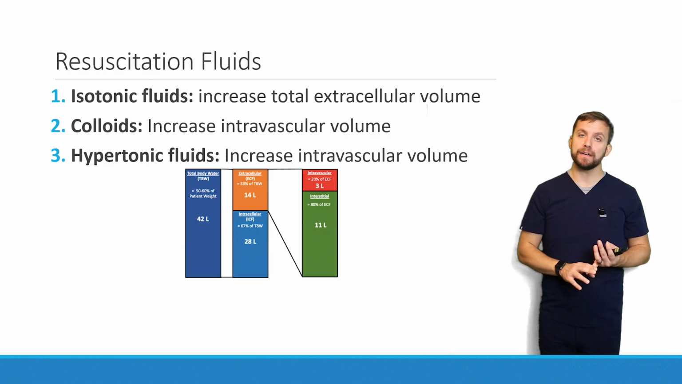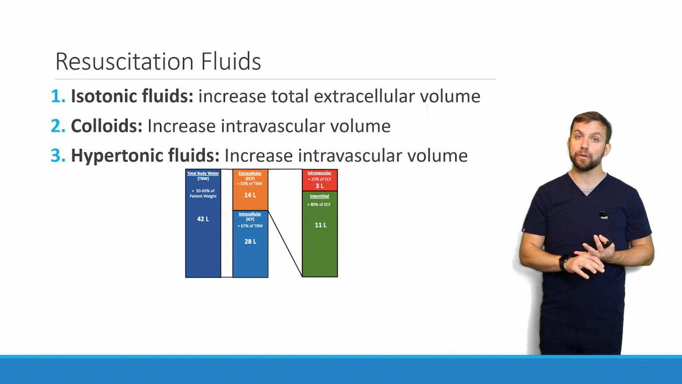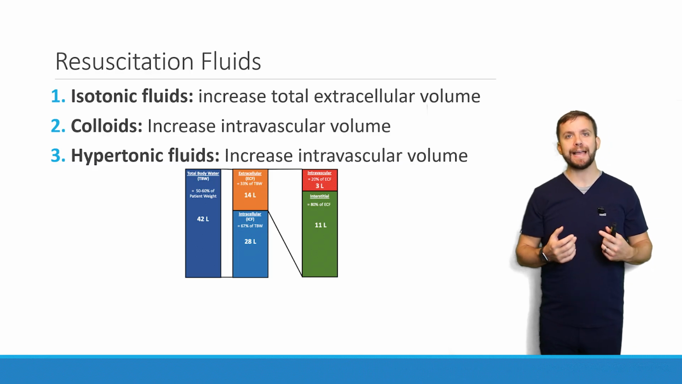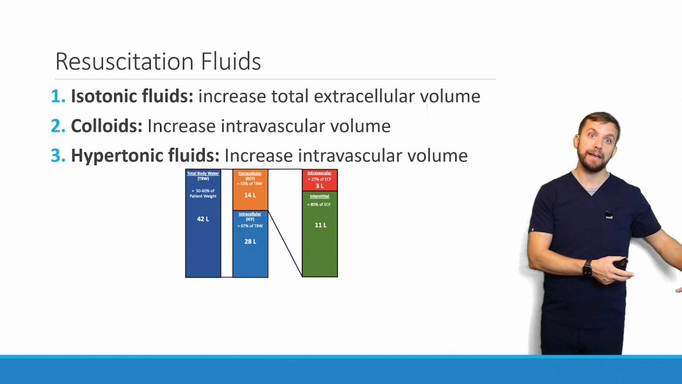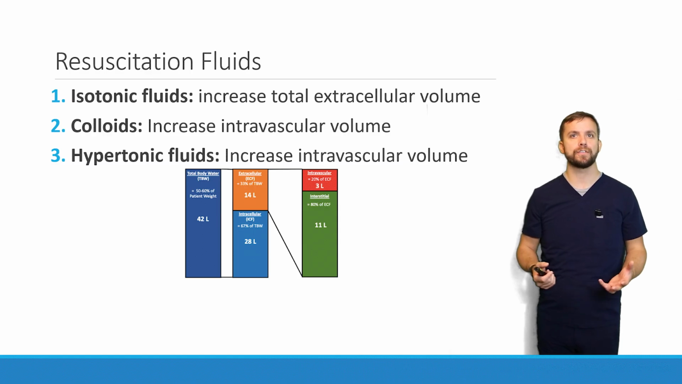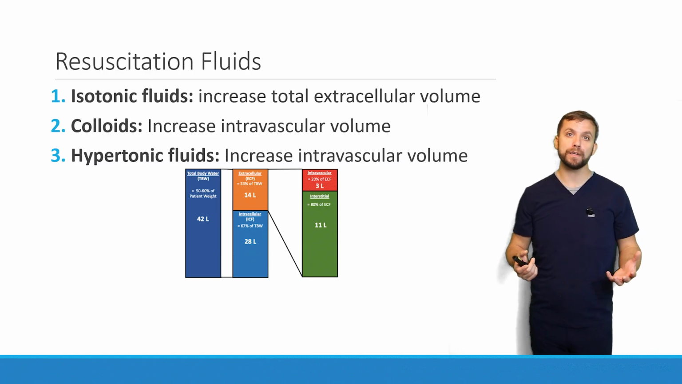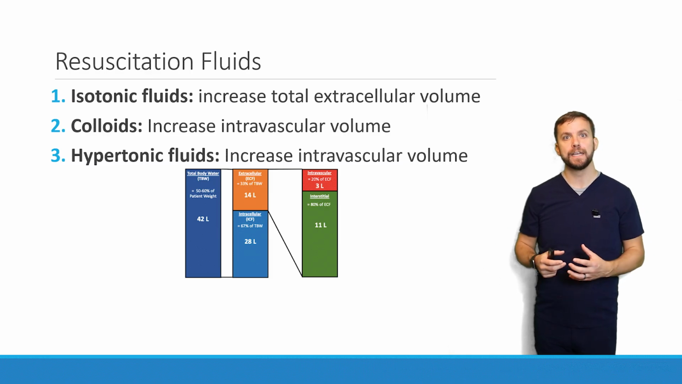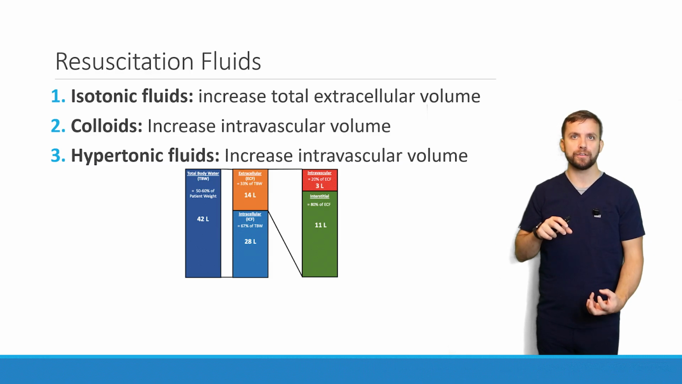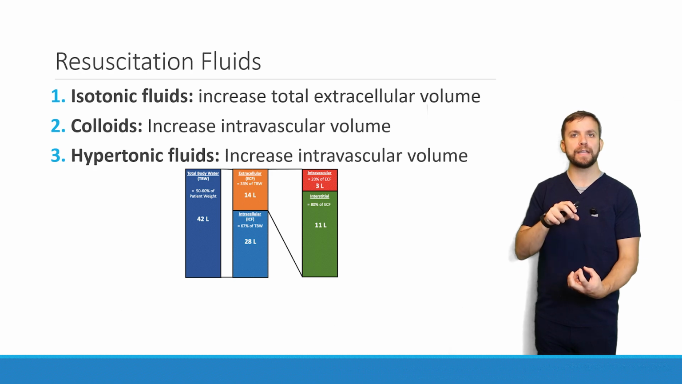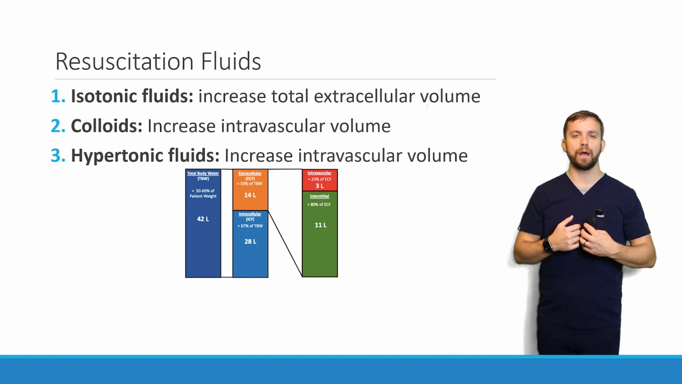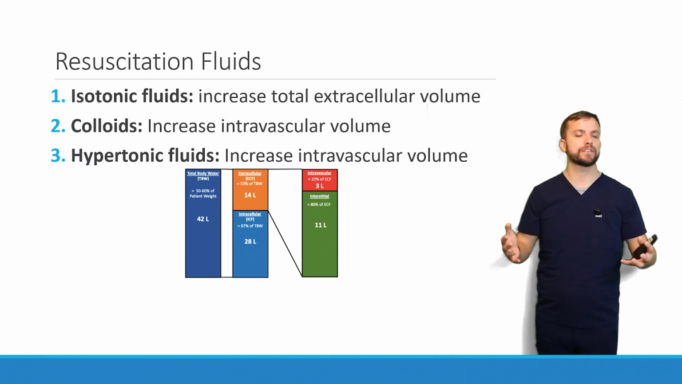Resuscitative fluids: there's isotonic fluids, so that would be ones that will increase total extracellular volume. There's colloids, which will increase intravascular volume, and then there's hypertonic fluids, which will increase intravascular volume. So you have to ask what kind of disease process you're dealing with. Now, if you're dealing with somebody that's hypovolemic or dehydrated, then it would make sense that you would increase total extracellular volume. If you have somebody that's in distributive shock and they're vasodilated and third spacing, you actually are looking more to just increase intravascular volume. So just keep that in mind on how the studies look, on whether or not you're going to be giving intravascular volume versus just total extracellular volume.